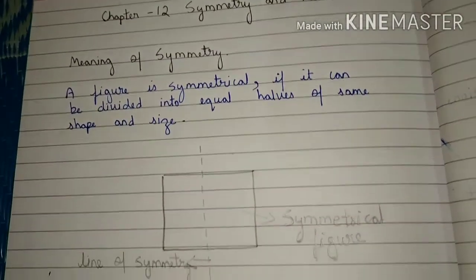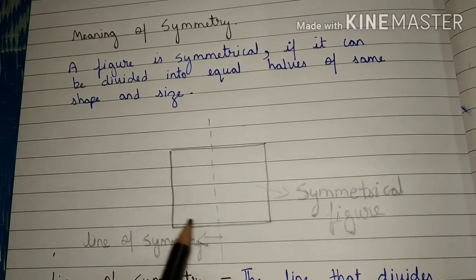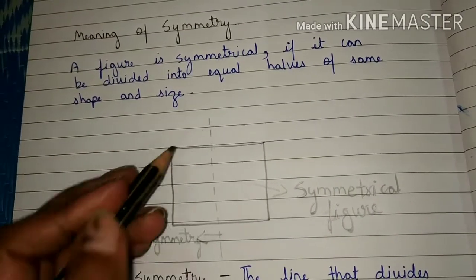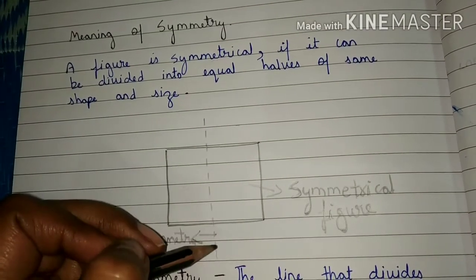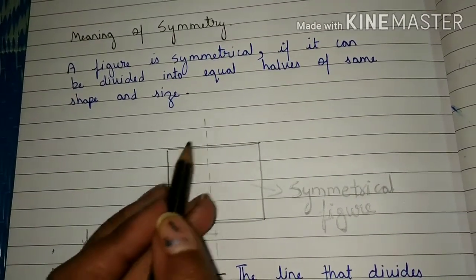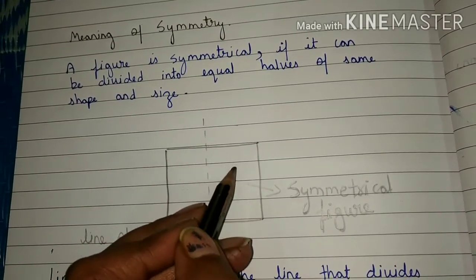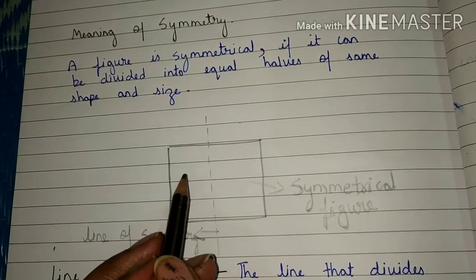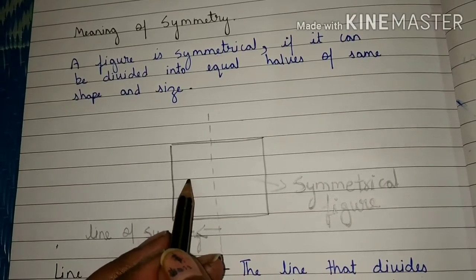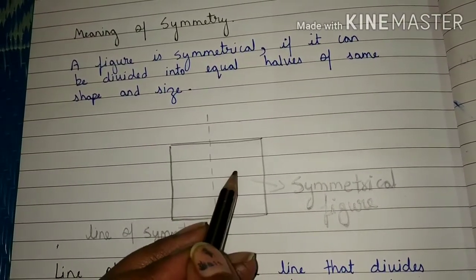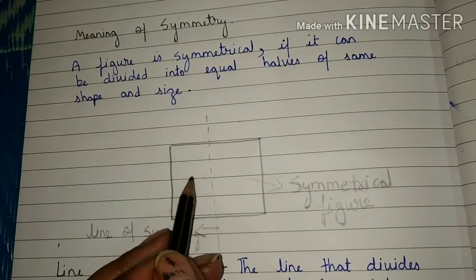Now students, I will explain this with the help of this figure. This is a figure of square. Students, if you draw a vertical line like this, after that fold the figure along that line, you will notice that the two parts are overlapping each other. Means these two parts are covering each other or they are facing each other.